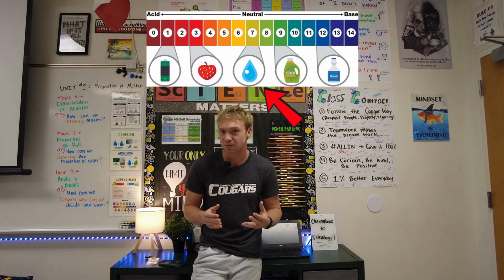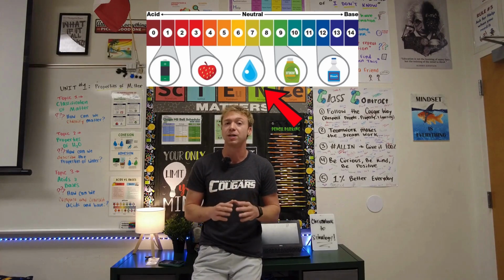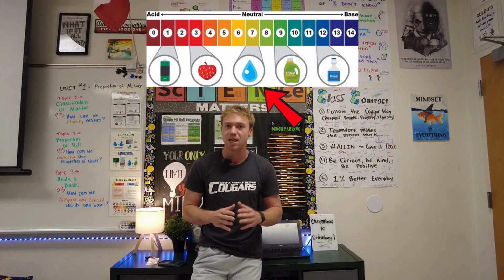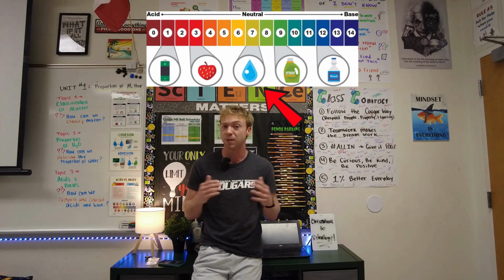Some substances are neither acids nor bases. They're actually neutral. A neutral substance has a pH of 7. A good example is something like water. The pH of water is close to 7. Now, if we mix acids and bases together, we can actually make a neutral substance when they react. Sometimes we do this to make it safer to handle and use certain acids and bases.